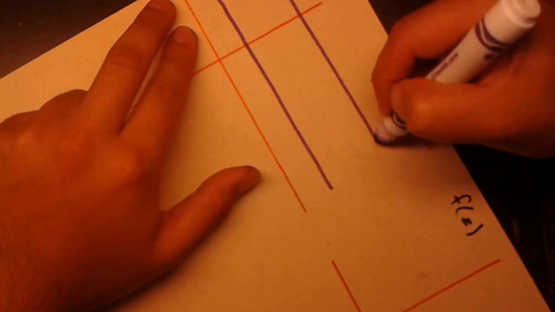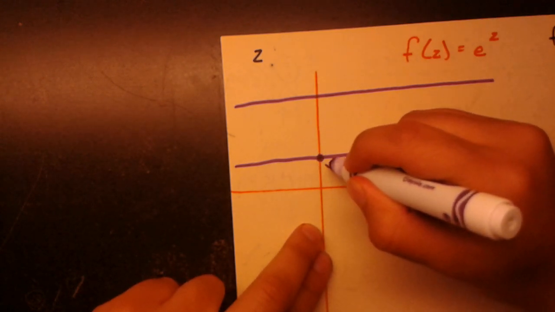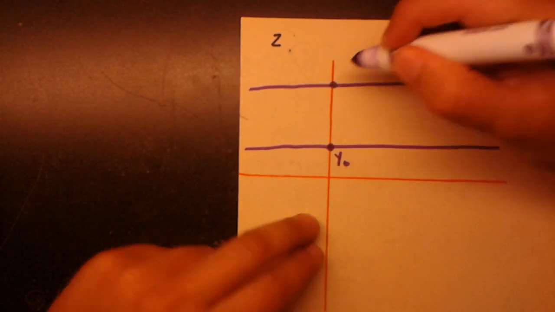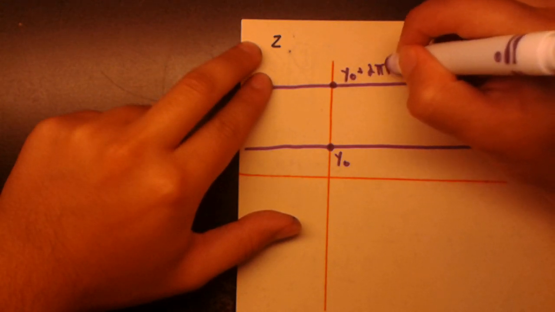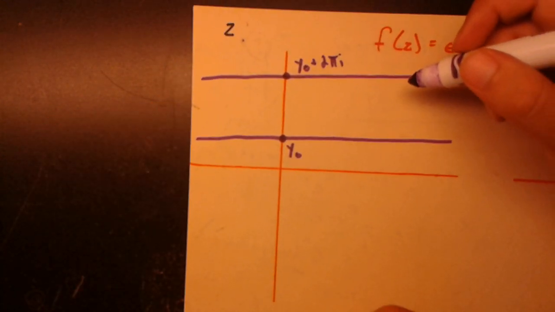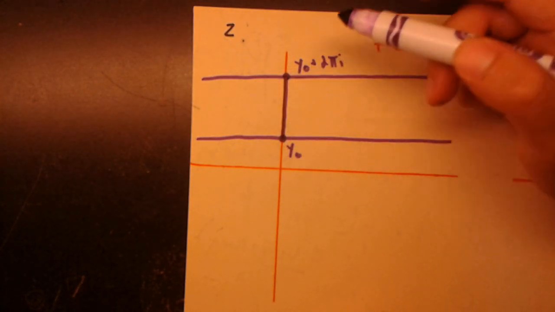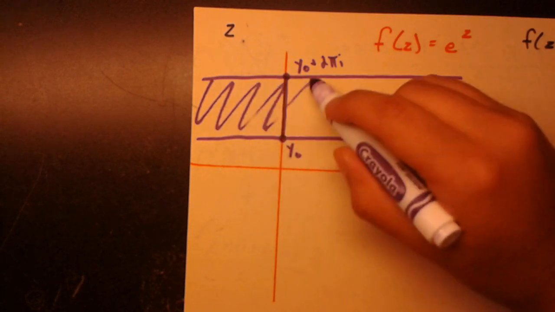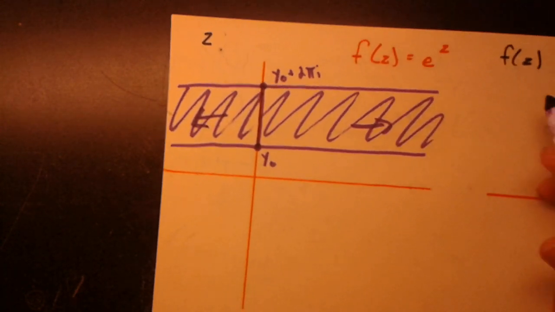So how big of a strip? Well, we can arbitrarily just start at any y value you want. Let's start at y naught. And the width of this strip is going to be y naught plus 2 pi i. Okay, so then the width of this strip is 2 pi i, because it's y naught to y naught plus 2 pi i. And then this strip just goes infinitely in both directions, in this direction and in the leftward direction.